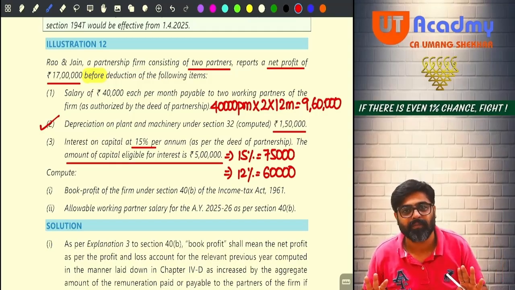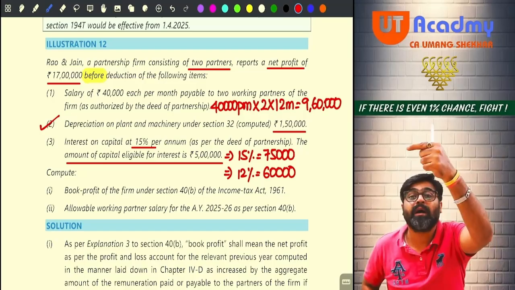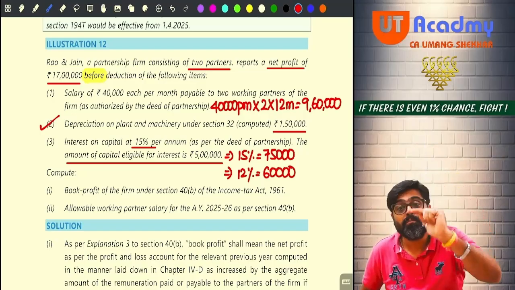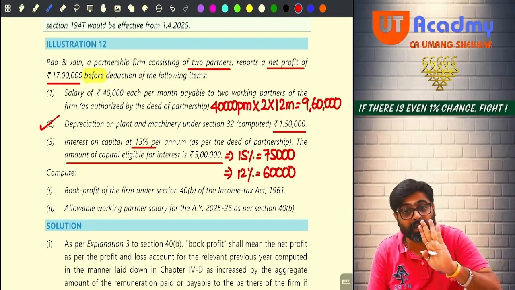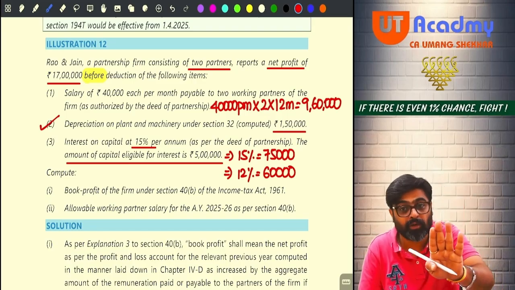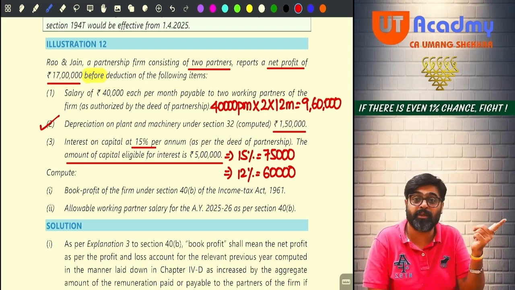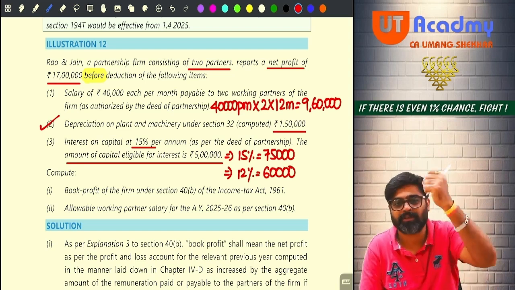Got it, sir? Now, if the interest is not reduced, they are saying that the profit given is before claiming this interest. So you are safe. That 75,000 you have not reduced because it was not to be reduced also. How much is to be reduced? 60. Now reduce that 60.